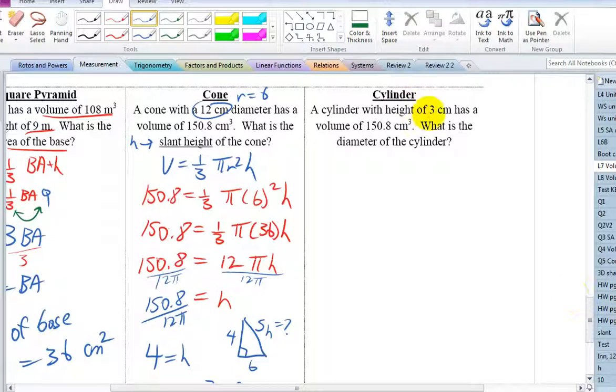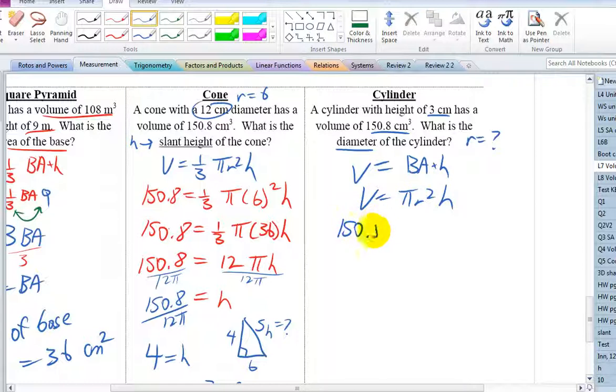All right, cylinder, height's 3, volume's that, what's the diameter? So we've got to find the radius first. Volume equals pi base area times height. Pi r squared times height. So we substitute in the numbers you know. You don't know what r squared is, but you do know the height is 3. So what we're going to do is move the 3 and the pi together. Multiply them together as 3 times pi. Don't change them though.